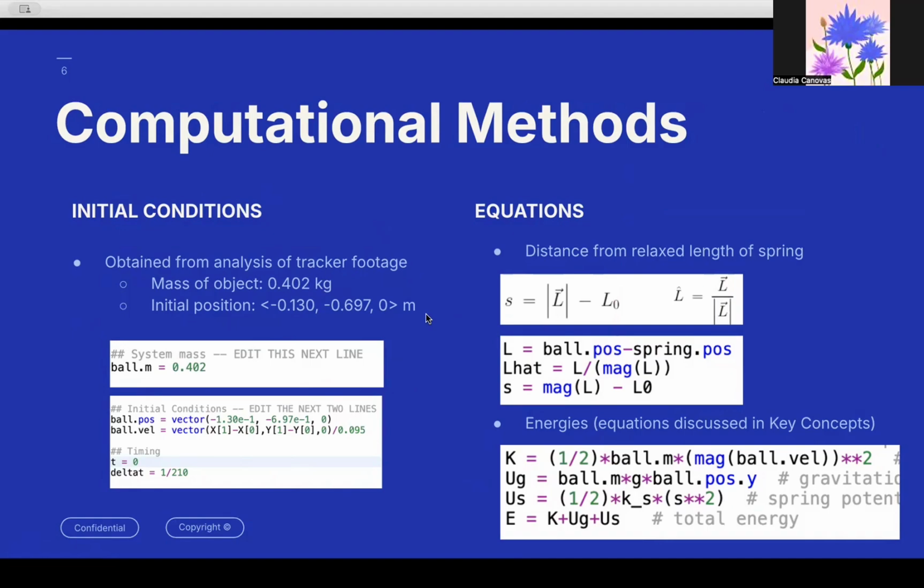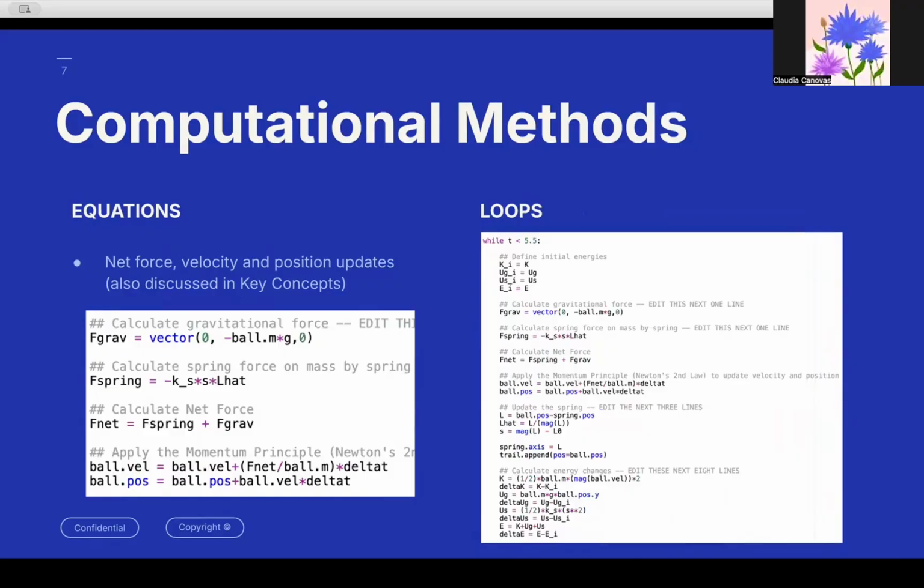Then some equations that we set up include the spring ones I was discussing before. That's the L hat, basically setting the equation, which we later used to calculate the energies here. These are equations we set up to be able to make these predicted calculations. Some other equations are all of the Newton's second law we talked about earlier: net force, force of the spring, force of gravity, and using that to update the velocity and position.